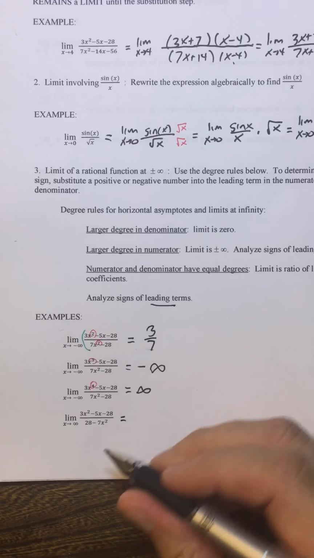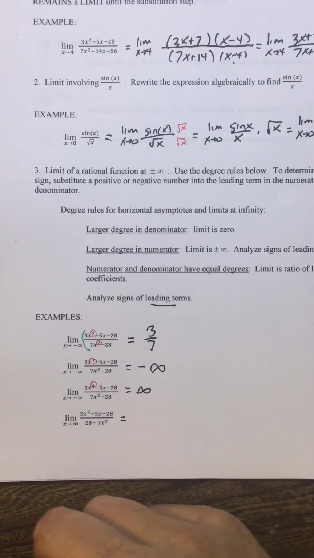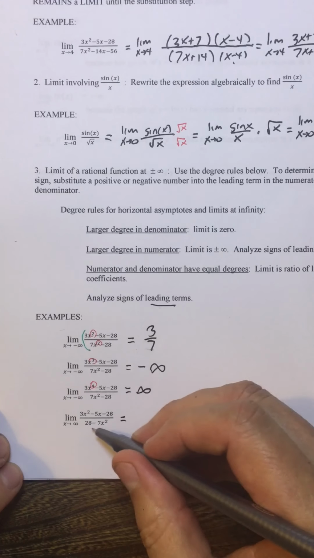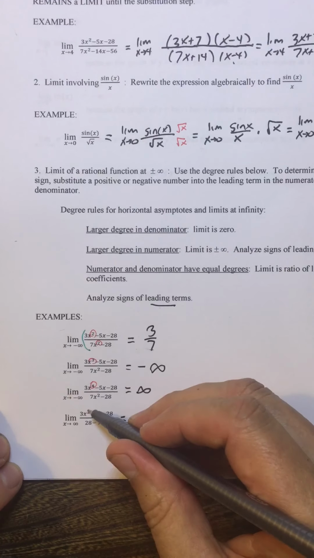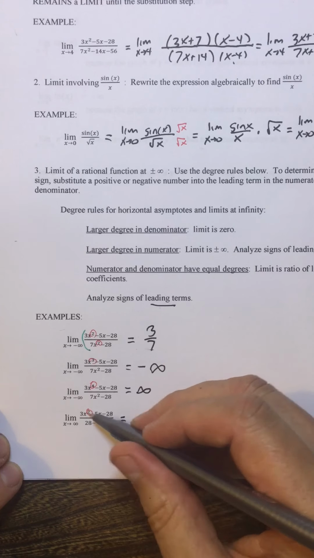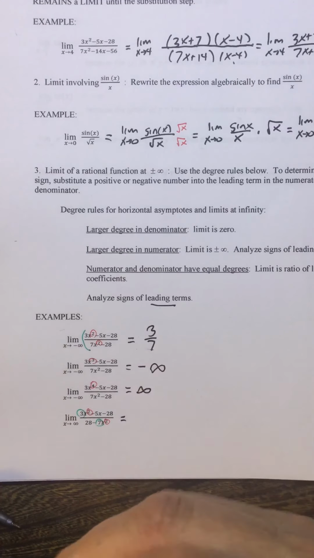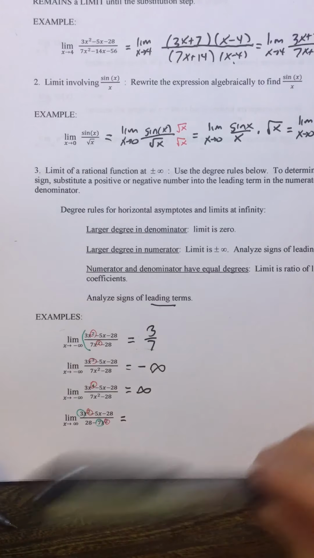All right, and then this one. So watch out for things being written in different orders. So I'm not going to look at the 28. I'm looking at the squareds. So I have matching degrees top and bottom, so I'm going to use 3/7. So this is once again 3/7.